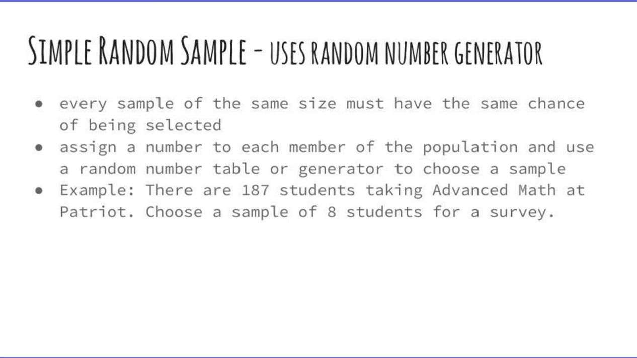One way is to take a simple random sample. All right, this uses a random number generator. So what we would do is we would take our entire population and we would give everybody a number. Then we would use either a computer or a calculator or a table to generate some random numbers. So in this example, we said there are 187 students taking advanced math at Patriot, and we want a sample of 8 of them. So we would give all 187 of them a number, and then we would use a calculator or a computer program to randomly pull out 8 numbers, and those 8 numbers would be our 8-person sample.